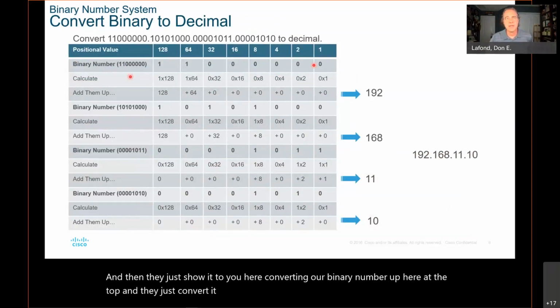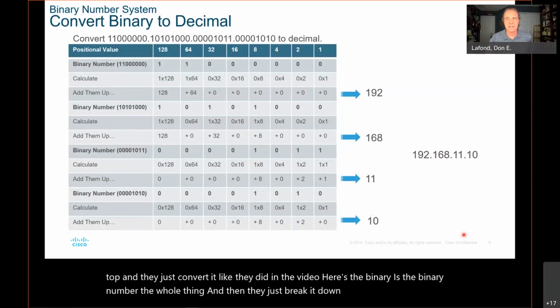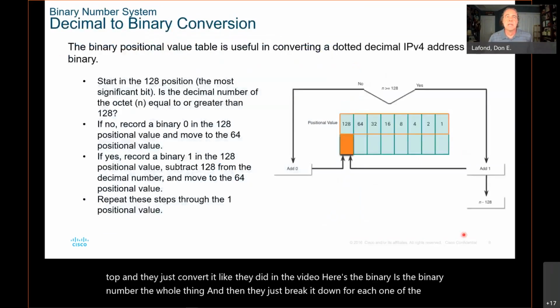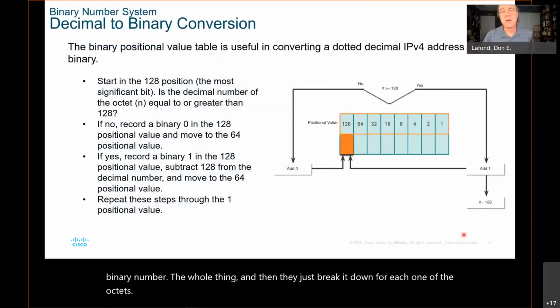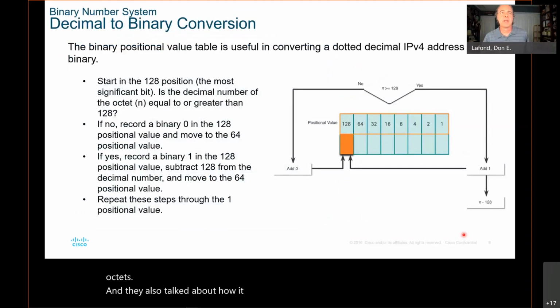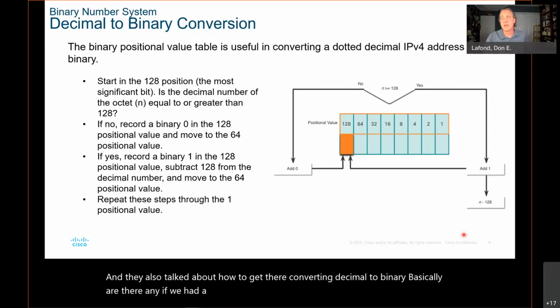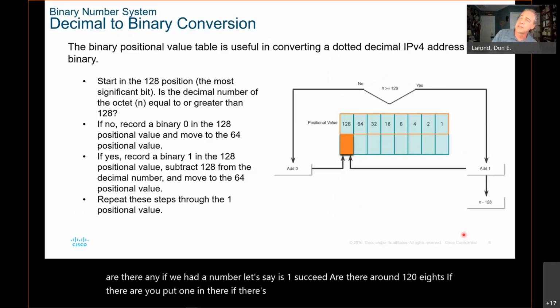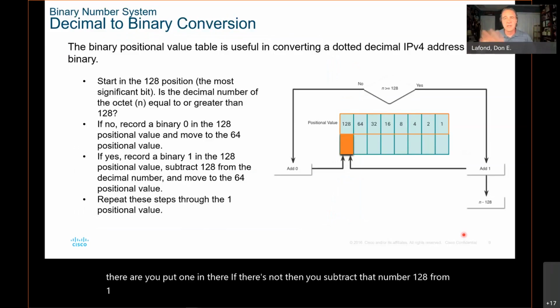Here's the binary number, the whole thing, and then they just break it down for each one of the octets. And they also talk about how to get there, converting decimal to binary. Basically, if we had a number, let's say it's 168, are there 128s? If there are, you put a 1 in there. If there's not, you don't. Then you subtract that number, 128 from 168, leaving you so many, and then you go down the line from that point.